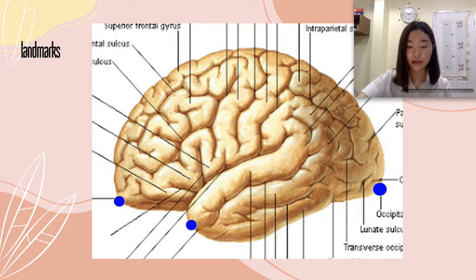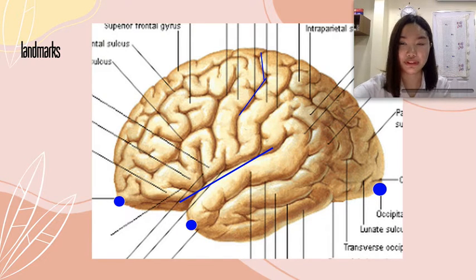And the major sulcus on the superolateral surface includes this one. It's called the central sulcus of Rolando, and this line is called the lateral sulcus, and it has three rami, which are the anterior horizontal, anterior ascending, and the posterior rami.